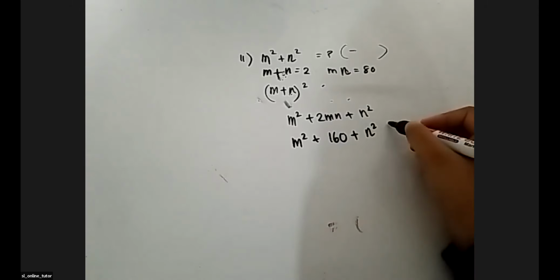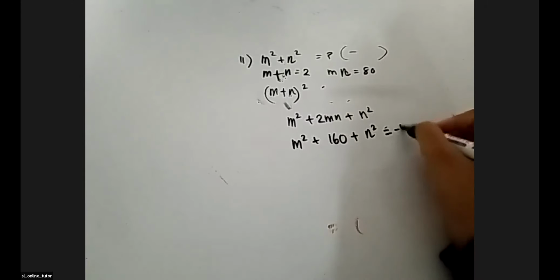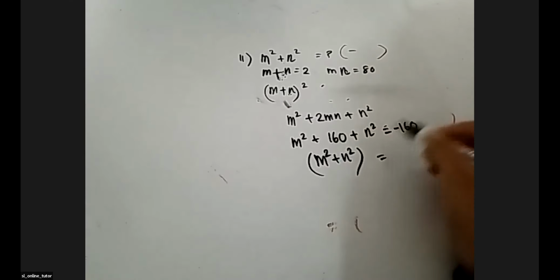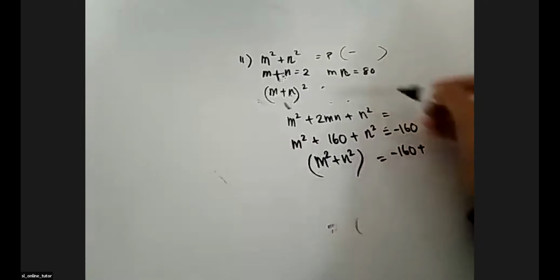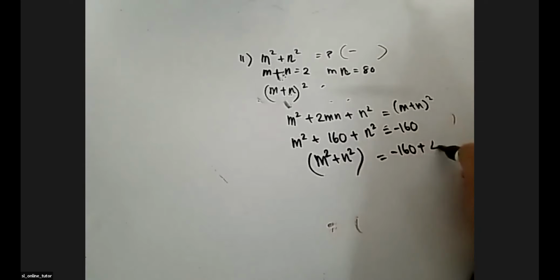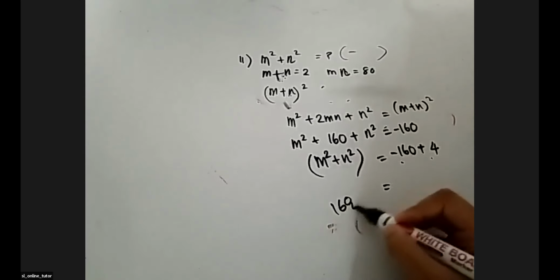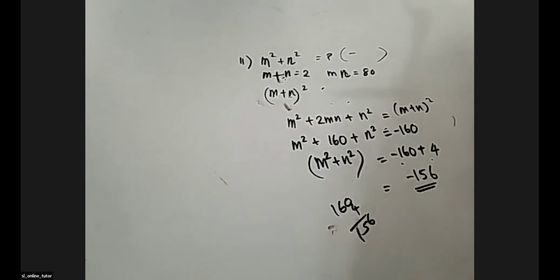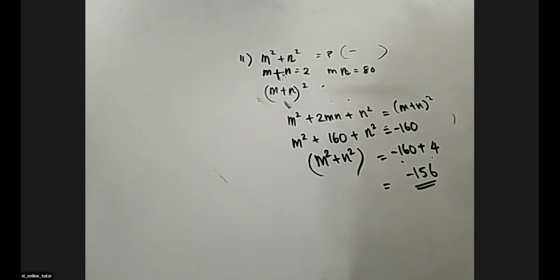So how can you find this one now? You have to subtract negative 160, because you have to keep m squared plus n squared here. Negative 160 minus what value? Sorry, (m plus n) squared is equal to 4, 2 into 2, 4. Negative 160, positive 4. So what is your answer? Minus 156. Yes, minus 156. I got negative one. How much did you get, Shaskrit? 156, yes, correct.